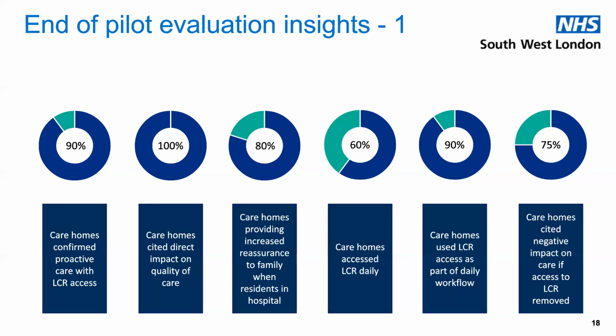Well, this figure is slightly skewed. It says 60% of the care homes access the London Care Record daily, but then the next one is 90% used it as part of their daily workflow. They use it regularly. I think we'll put in that data. Obviously, some of them don't have hospitalizations all the time, so they don't always use it if there are no hospitalizations for a little while. And a high number cited a negative impact if this was to be removed from them. So I think there's enough evidence here to suggest that it was well received in this pilot scheme. Next slide, please.